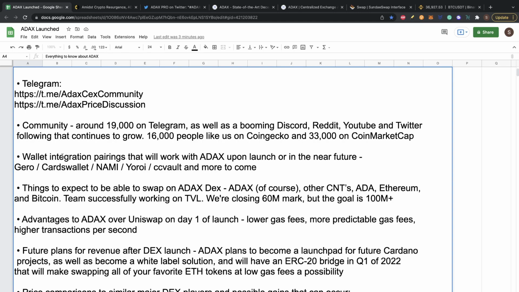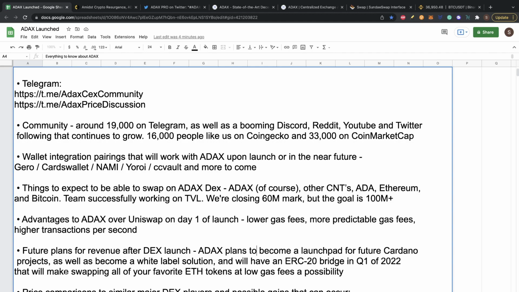There's a lot of wallet integration happening right now, so soon many of these wallets will be integrated in the centralized exchange. Things to expect: being able to swap on the ADAX DEX ADAX of course, other CNTs, ADA, Ethereum, and Bitcoin. The team is successfully working on TVL, and we are closing in on the 60 million mark, but its goal is 100 million. Advantages of ADAX over Uniswap on day 1 of the launch: lower gas fees, more predictable gas fees, higher transactions per second.